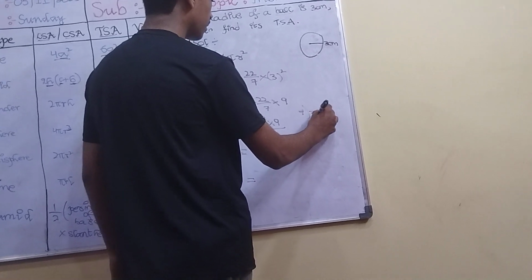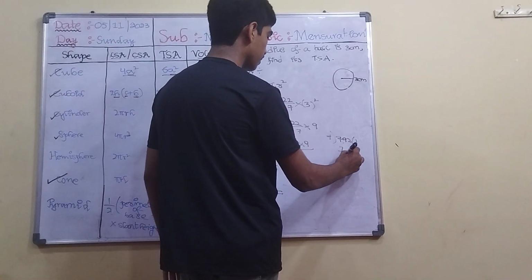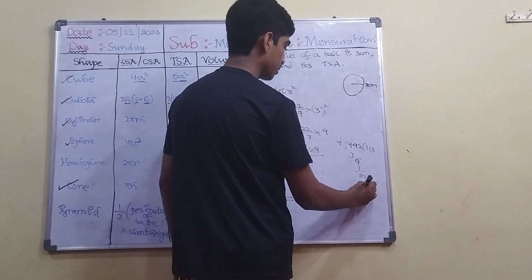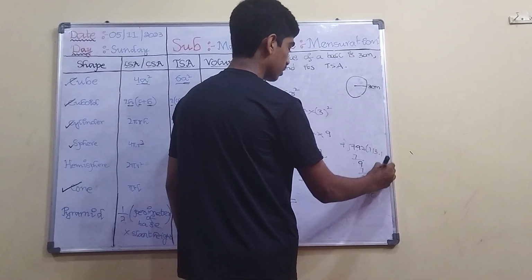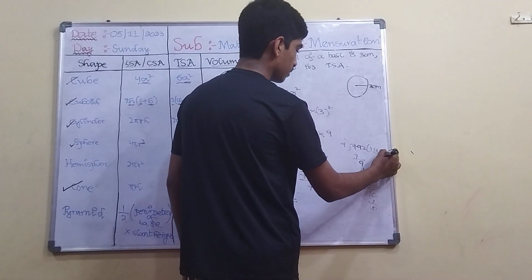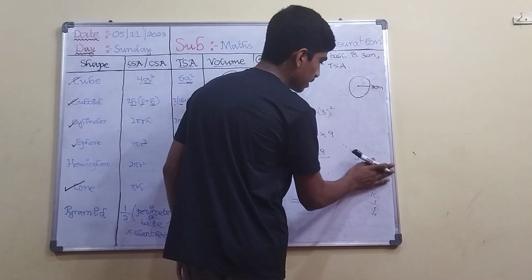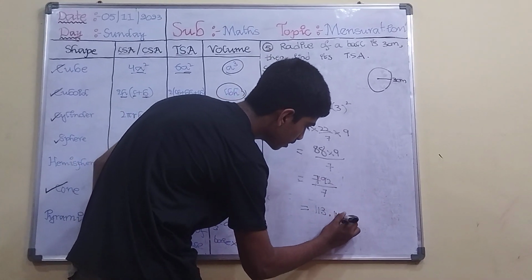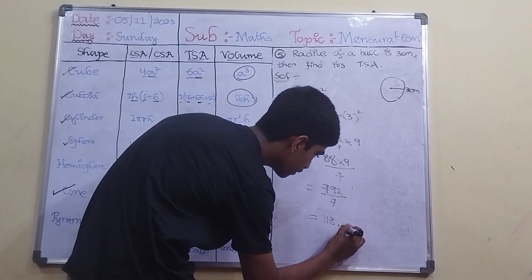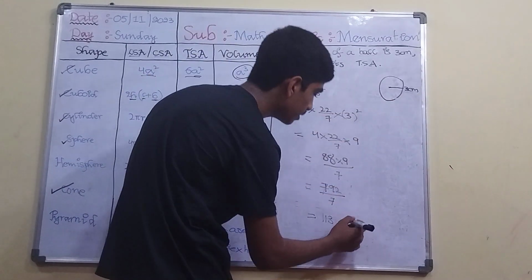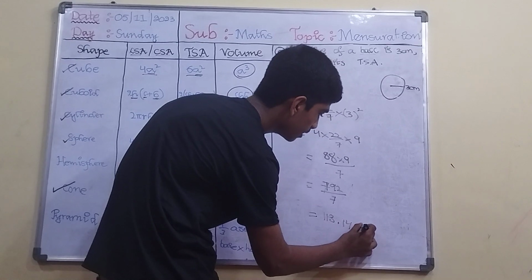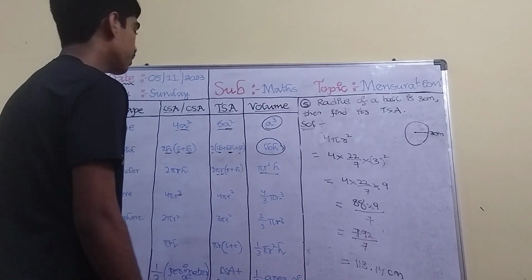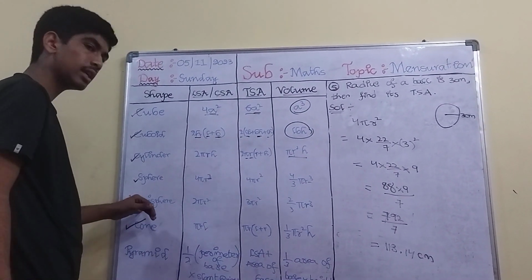792 divided by 7. 7 under 7, 9. Again 7 under 7, 2. 7 threes are 21, 1. And this, 7 under 7, 3. 7 fours are 28. 113.14. 113.14 centimeters. The units are given in centimeters. So 113.14 is the TSA for the sphere, because the ball is in the shape of a sphere. The next one is hemisphere.